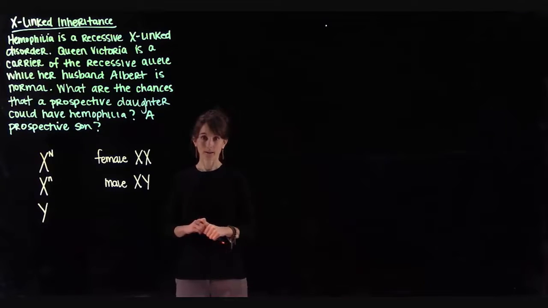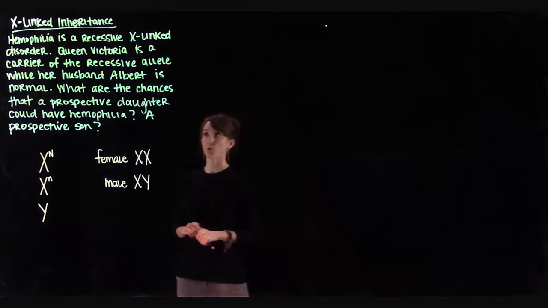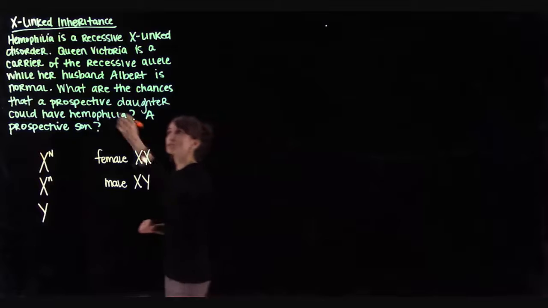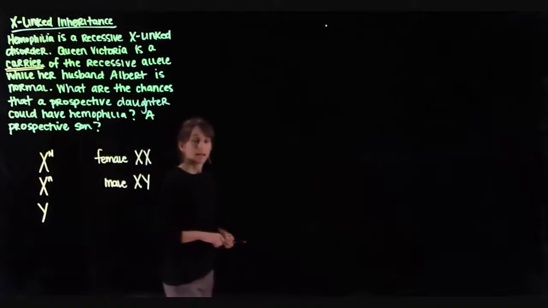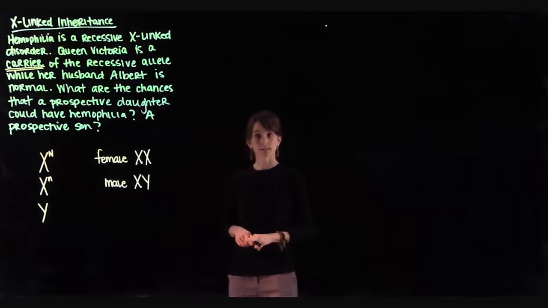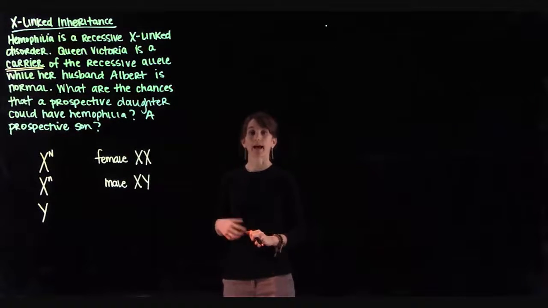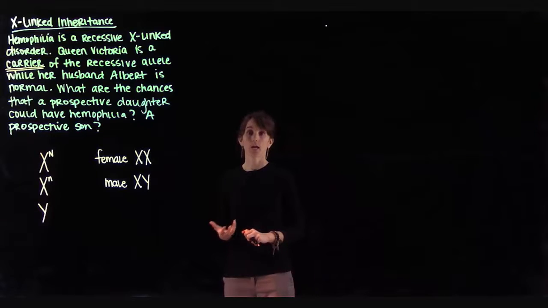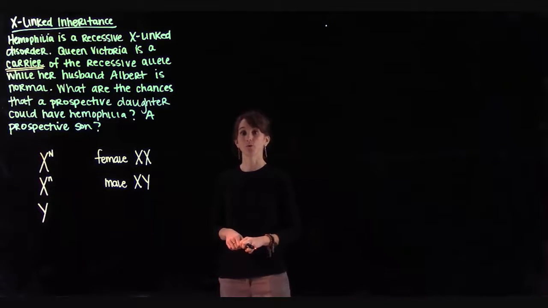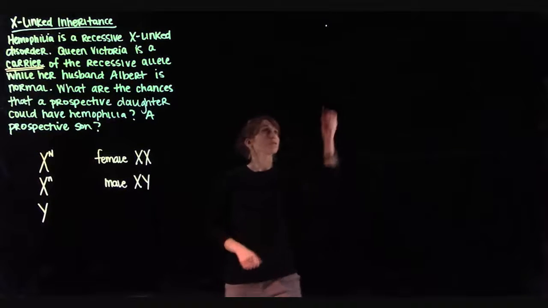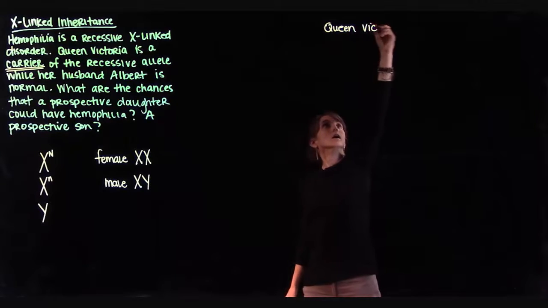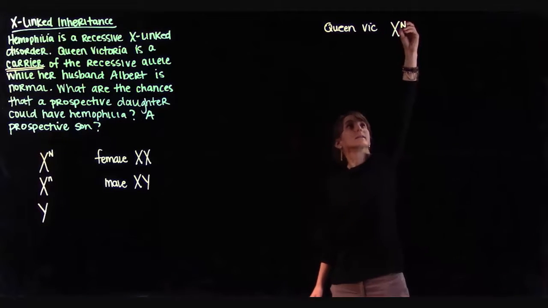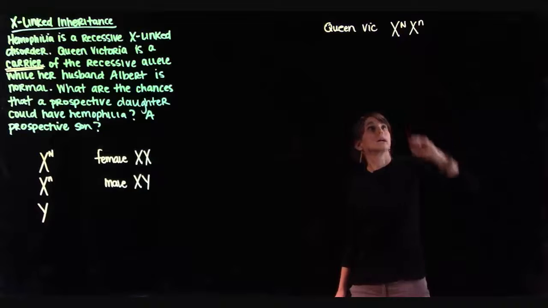Okay, given that, we can think about Queen Victoria. We can see that she is a carrier of the recessive allele. Carrier means that a person has the allele of interest, but they don't have the disorder associated with it. So that tells us that Queen Victoria is heterozygous for the hemophilia allele. So she will be X big N with an X little n.